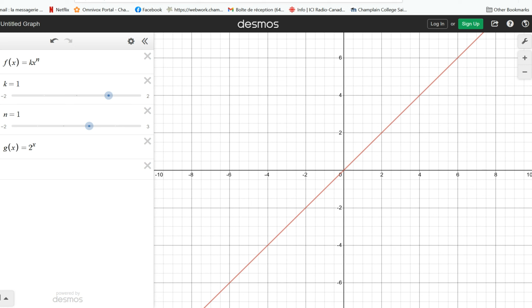If I change n to 2, now we've got the parabola. Change n to 3, you've got the cubic function. Okay, let's go back maybe to the parabola. If I make the coefficient negative, what happens? Well, every y coordinate is now going to become negative. So we're going to flip around the graph about the x-axis. Okay, if k is minus 2, it just makes it a bit steeper.